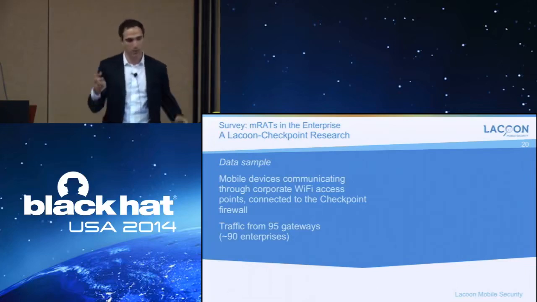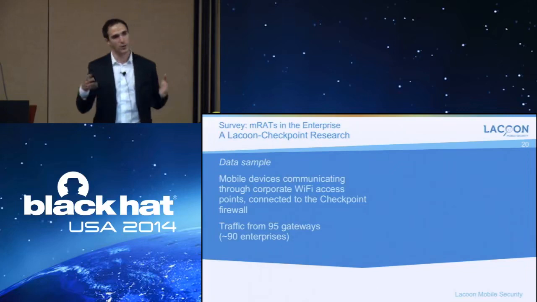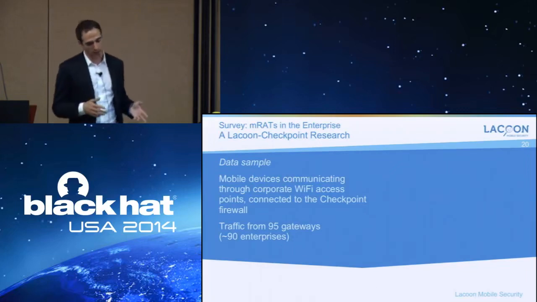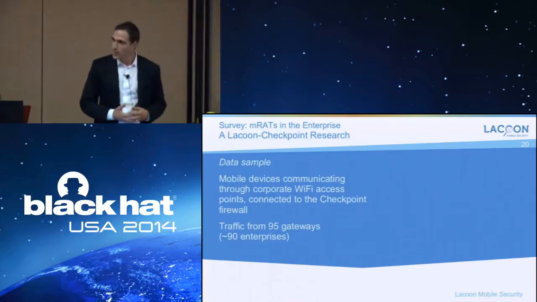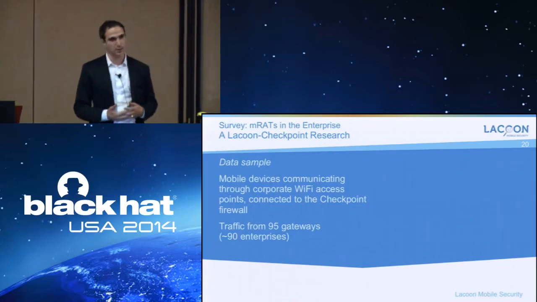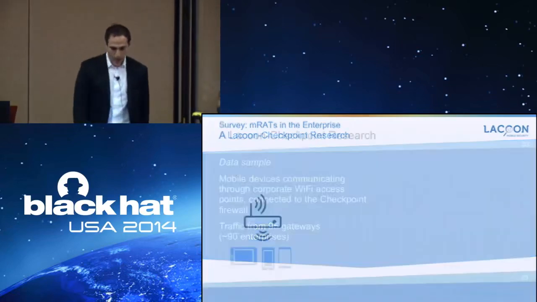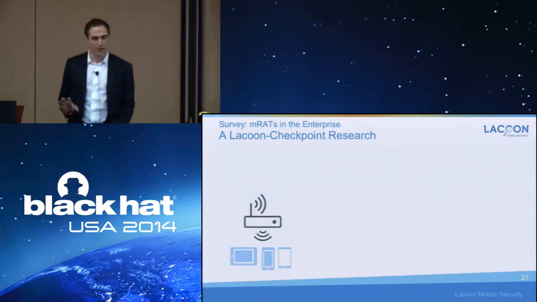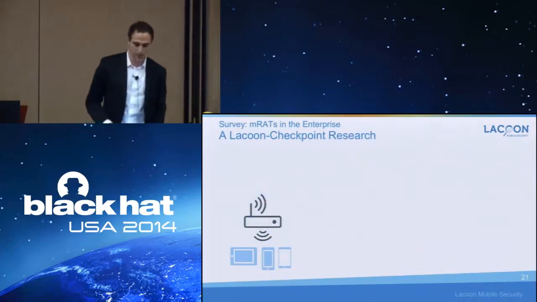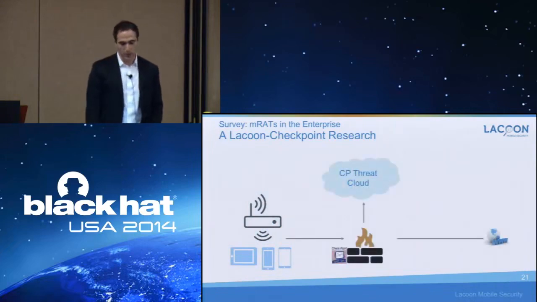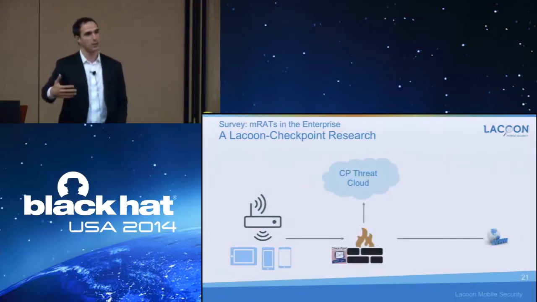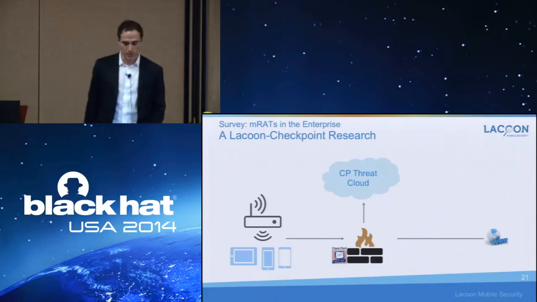understanding how many mobile devices that are connected to corporate Wi-Fi's are actually infected with those types of Trojans. So essentially it's mobile devices within corporate environments that have MRATs on them. We analyzed the traffic of about 90 enterprises, 95 gateways, and the architecture is fairly simple, right? You have mobile devices, they connect to the corporate Wi-Fi. Some of those Wi-Fi, clearly they have a Check Point gateway somewhere in the traffic path to the internet.